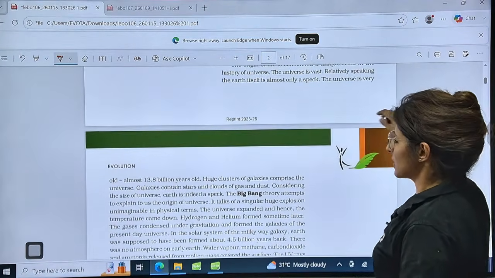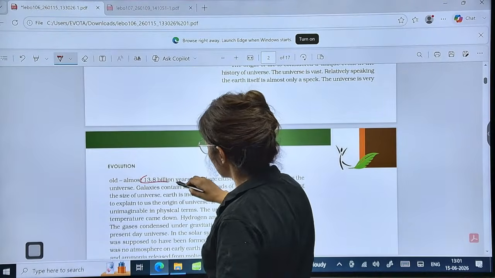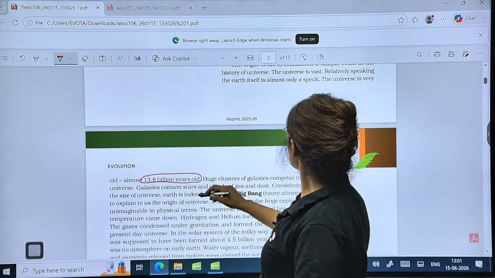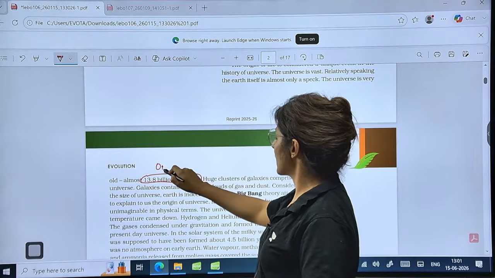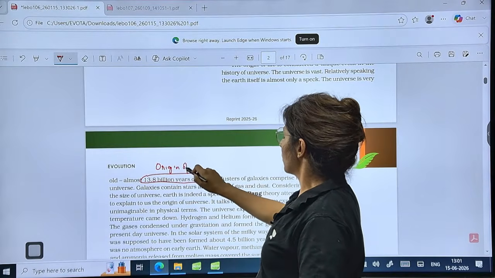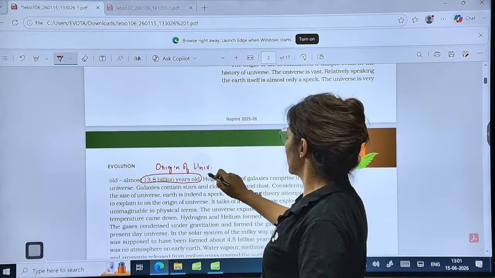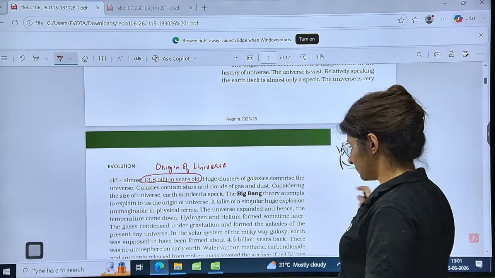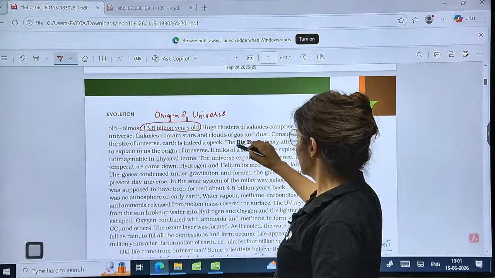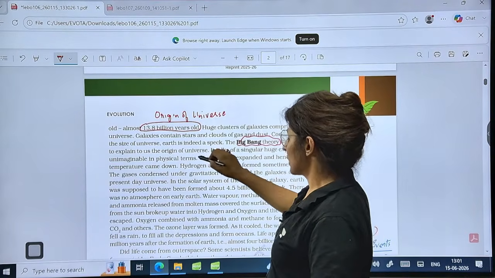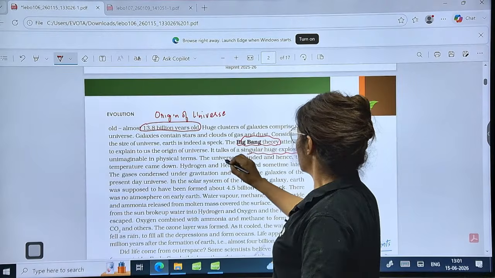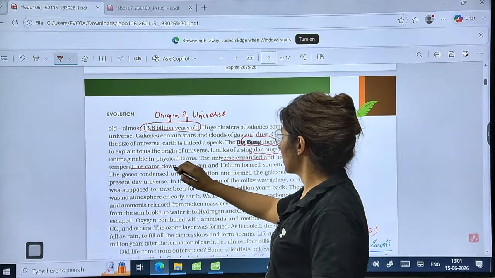Then the universe. How old is the universe? This is the new data in case you are using the old book. So this is when the origin of the universe happened. Origin of the universe, 13.8 billion years. Remember the value, it is billion. It is explained by the Big Bang Theory, which explains the origin, and it was a single huge explosion. The universe expanded and the temperature came down.